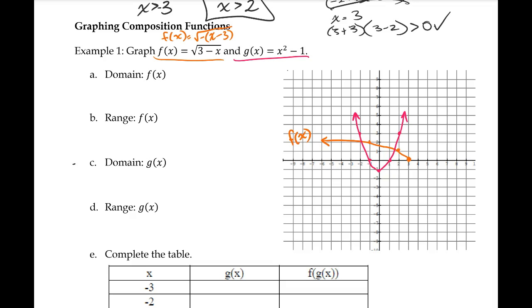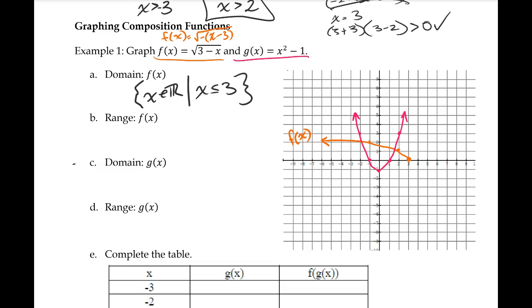Okay, so there we go. Okay, so domain of f of x. Well, that would be x is an element of the reals. I'm going to use set notation this time just because I have been shying away from it lately. And x has to be less than or equal to 3.